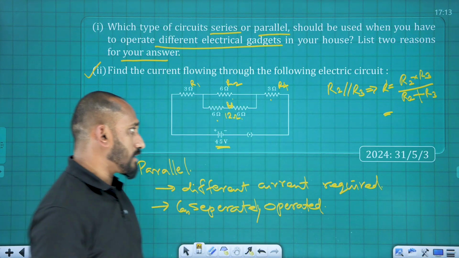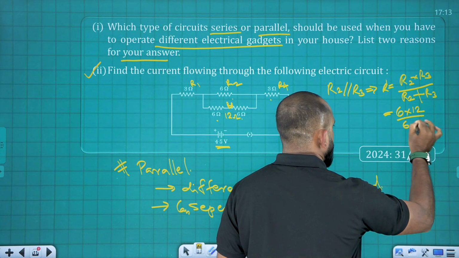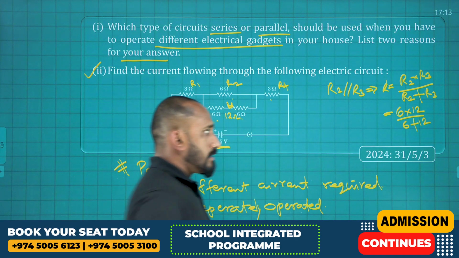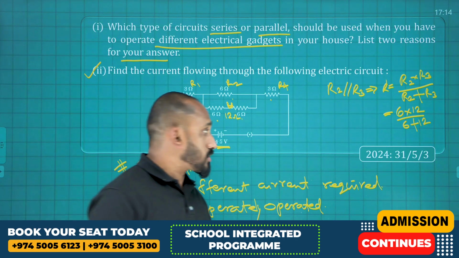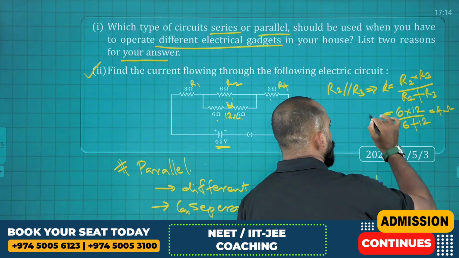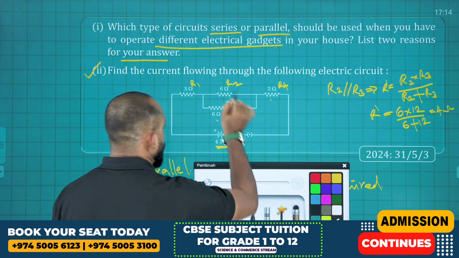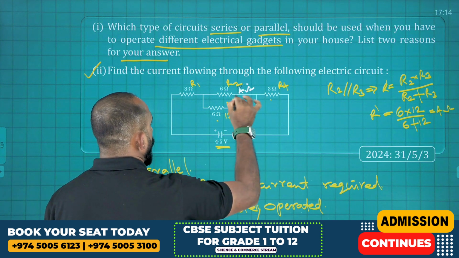So it is 6 into 12 by 6 plus 12. 6 plus 12 is how much? 18. And if you cancel it, you will get 4 ohm. So R dash is 4 ohm. So here the effective resistance of this together will be 4 ohm.